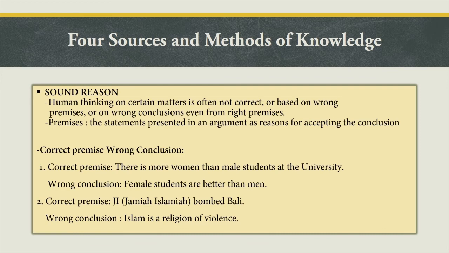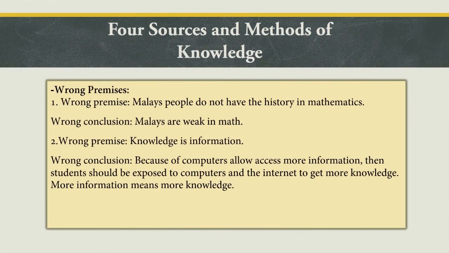Second, correct premise: Jemaah Islamiyah bombed Bali. Wrong conclusion: Islam is a religion of violence. Example: wrong premise is that Malay people do not have a history in mathematics. Wrong conclusion: Malays are weak in math.